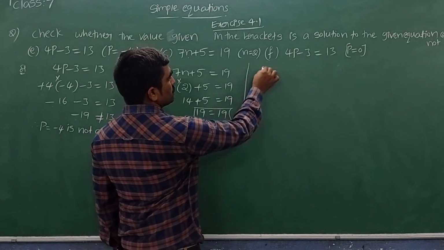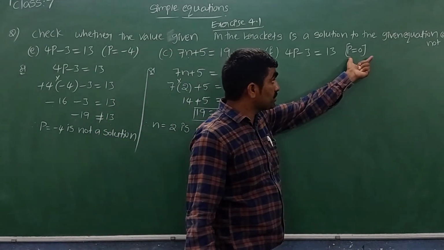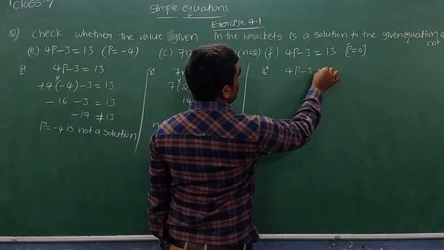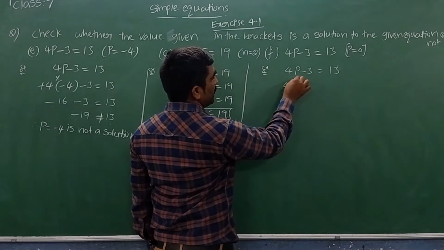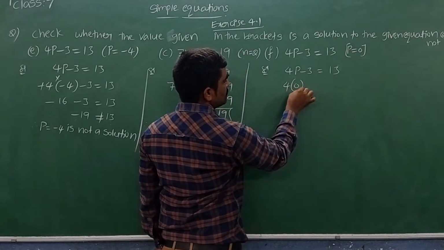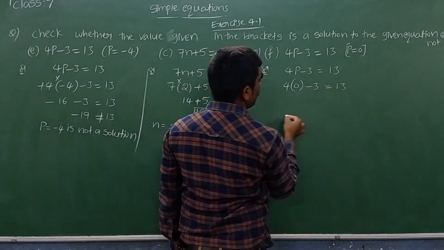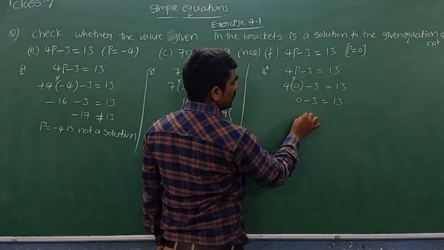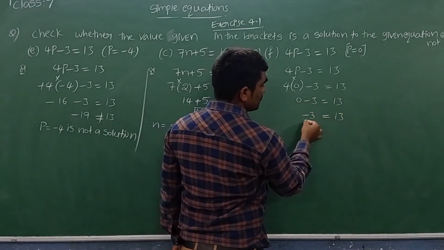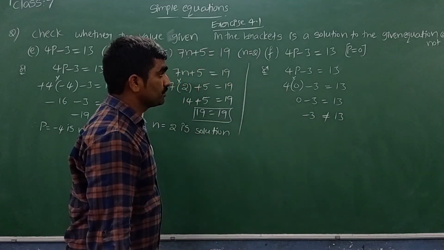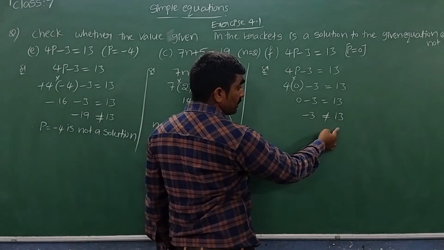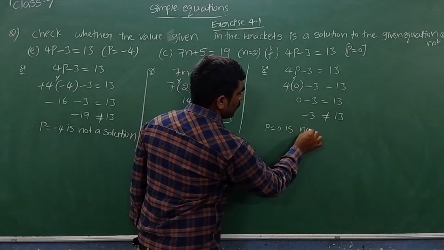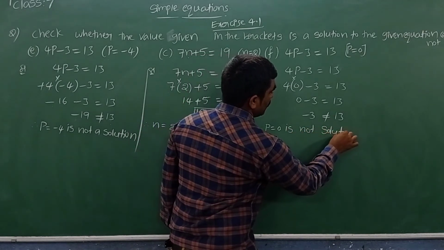Go for the next one. Asking to verify whether p is equal to 0 is a solution of this equation or not. The given equation is 4p minus 3 is equal to 13. So in the place of p, they are asking to write 0 in brackets, 0 minus 3 is equal to 13. 4 into 0 is 0. So 0 minus 3 is minus 3, is equal to 13. Can we see both are equal? Both are not equal. It means p is equal to 0 does not satisfy the equation. Then we can say that p is equal to 0 is not a solution.